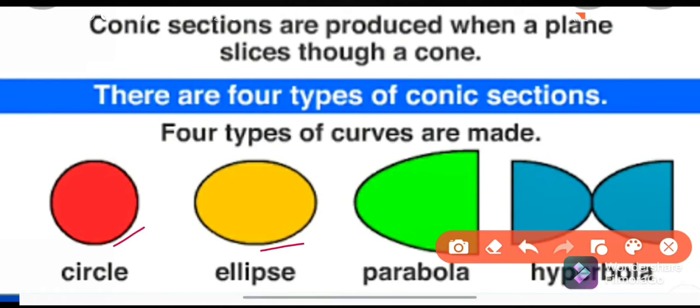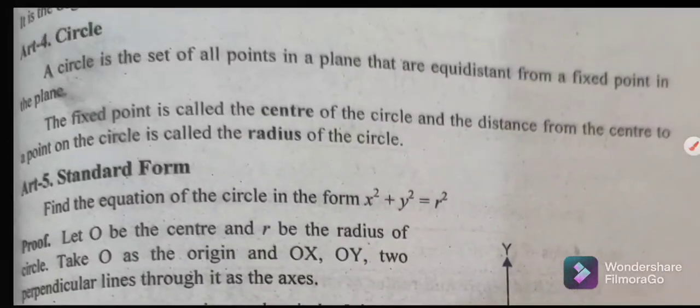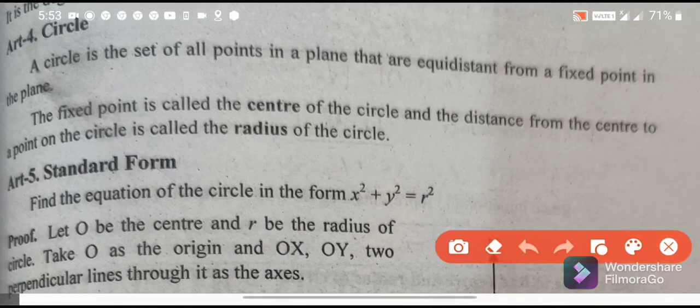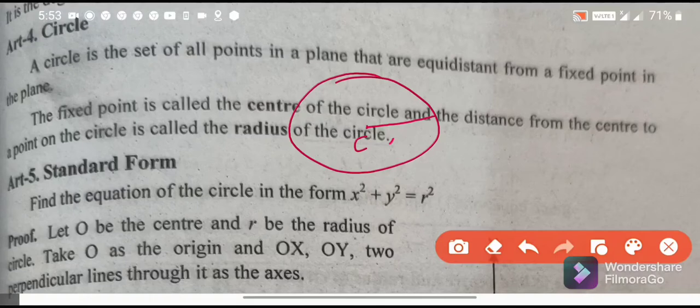This is circle, this is ellipse, this is parabola and this is hyperbola. Now, what is a circle? A circle is the set of all points in the plane that are equidistant from a fixed point in the plane. One point is fixed, that is called center, C. And this is called radius of the circle. It is denoted by r. And this is diameter of the circle.